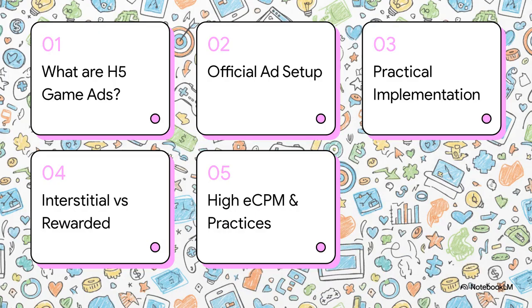Here's our exact roadmap for today's explainer. First, what are H5 game ads? Second, we'll clear up the AdSense versus AdX confusion. Third, the official ad placement setup. Fourth, interstitial versus rewarded ads. And finally, number 5, high eCPM and best practices.